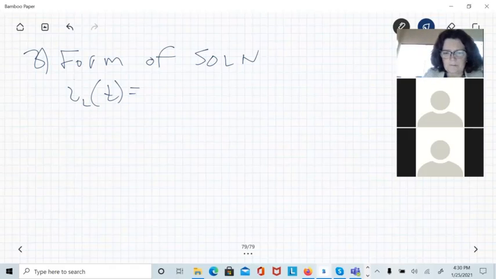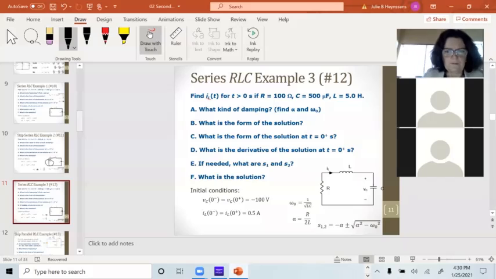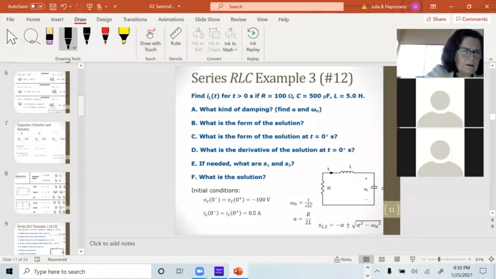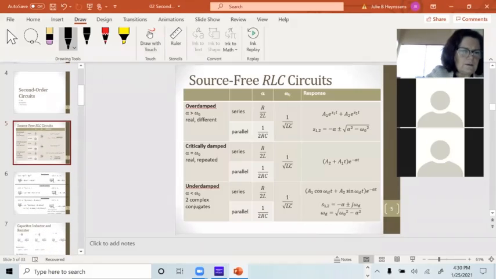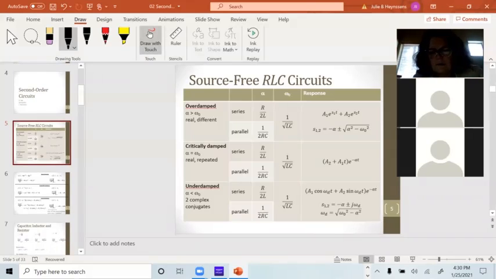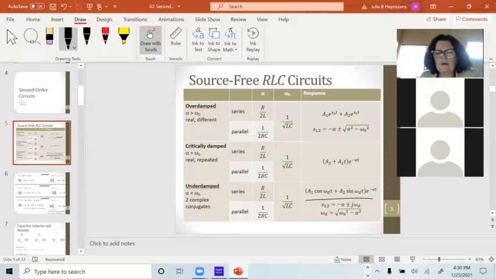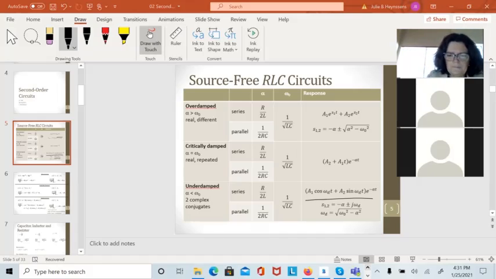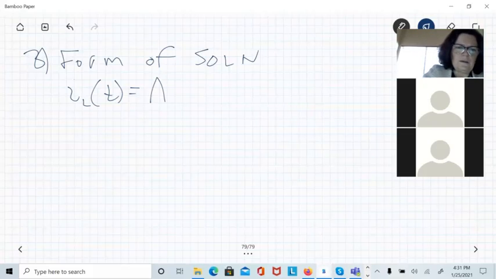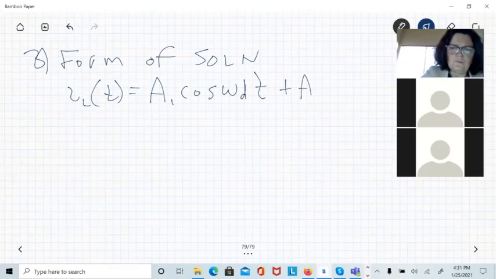And I'm going to go back to my PowerPoint and look this up because I don't remember these because I don't use them that much. I use a whole bunch of other stuff. I'm just not a linear systems person. For an underdamped system, my form of solution is A1 cosine omega d t plus A2 sine omega d t, all times e to the minus alpha t. So I go back and write that down.